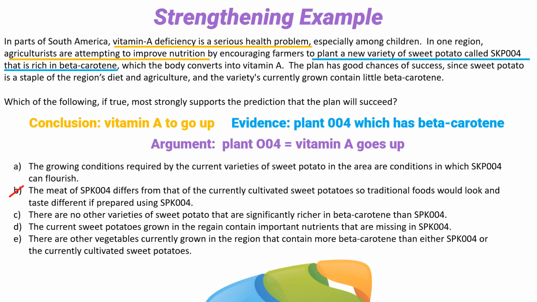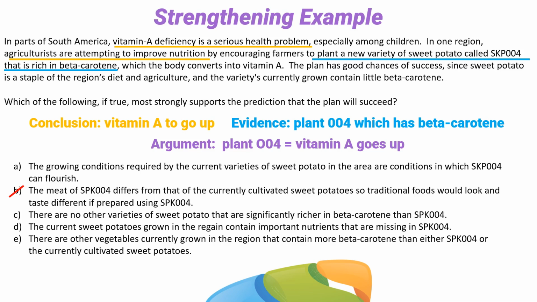B is out. We are looking for a reason why planting 004 will in fact increase vitamin A. At best, B is irrelevant. At worst, maybe people won't eat the 004 because it looks and tastes kind of funny. Either way, that's not a reason why the plan will work.